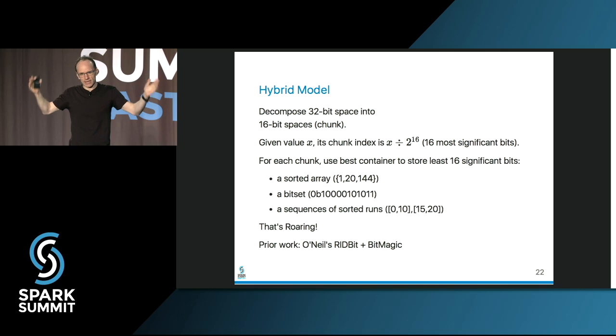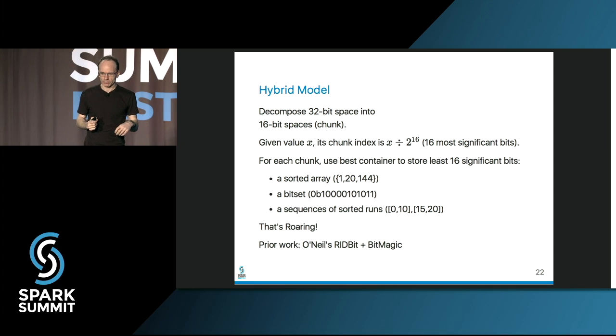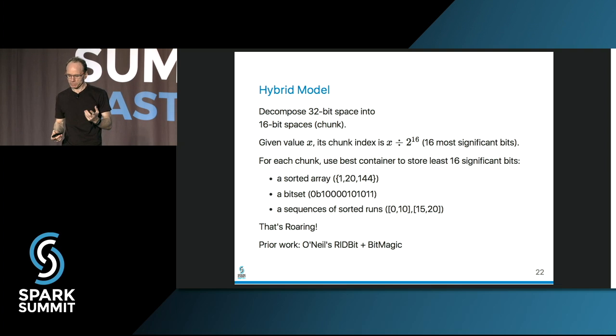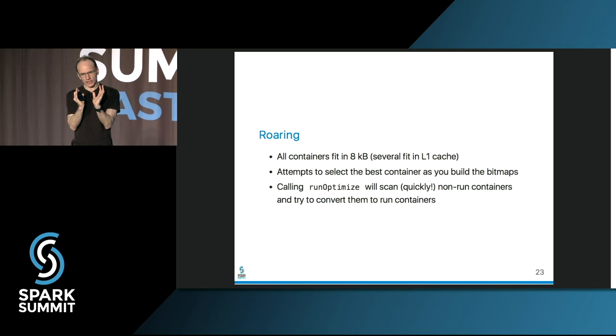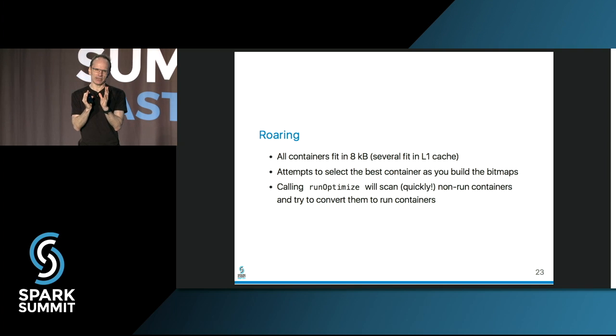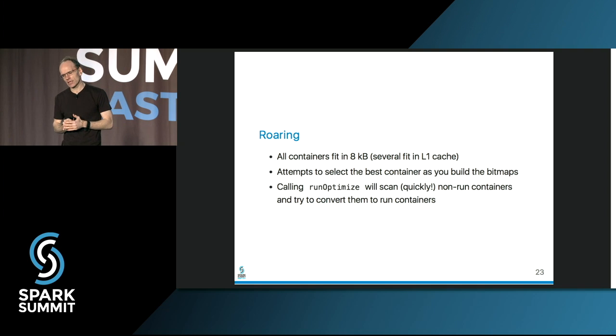This means that the same data structure may contain different containers, as we call them, having different types. And this design has the following characteristics. One of them is that all these containers fit in 8 kilobytes, so they fit in your fast CPU cache. That's really important in some cases.